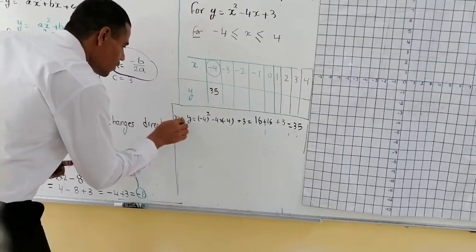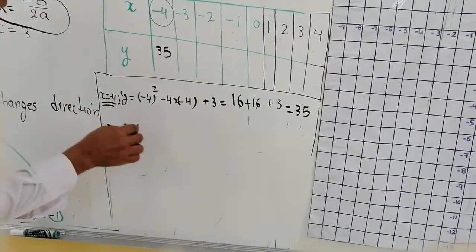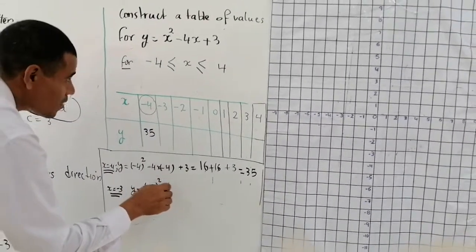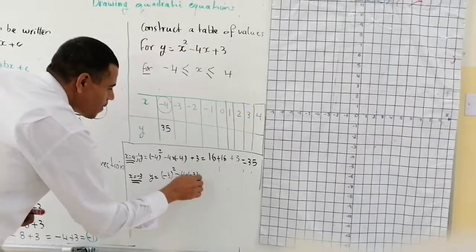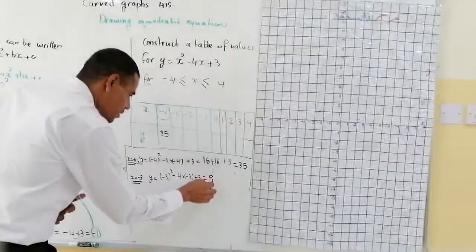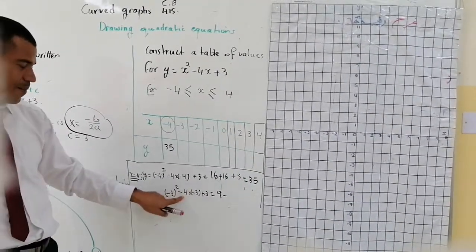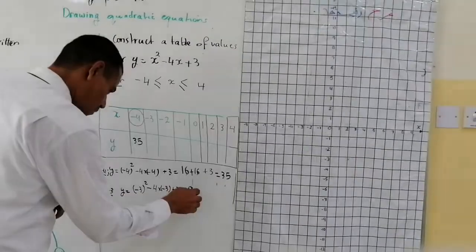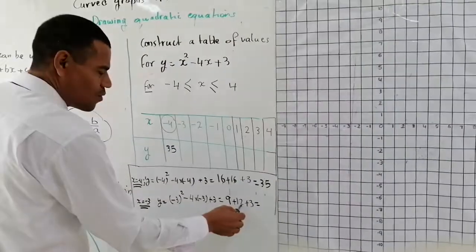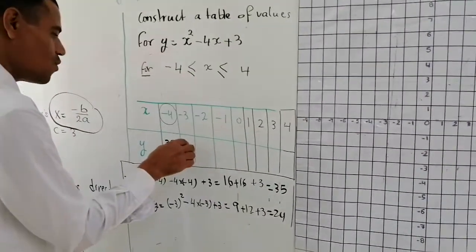Now x equals negative 3. So what is the value of y? y equals negative 3 squared minus 4 multiplied by negative 3 plus 3. Negative 3 by negative 3 is 9, I will just write it here, 9. Then negative 4 multiplied by negative 3 is 12, negative multiplied by negative is positive. Then plus 3. So 9 plus 12 is 21, plus 3 is 24. I will just write here 24.